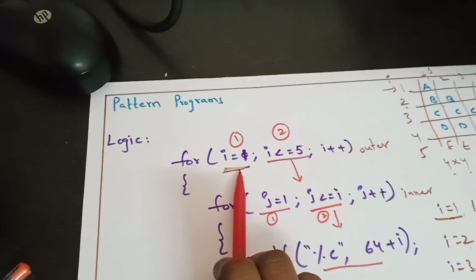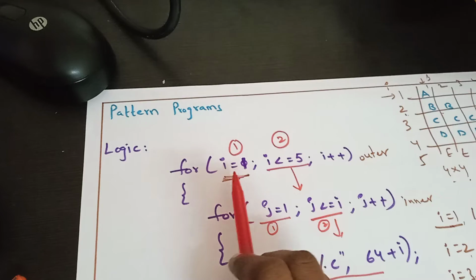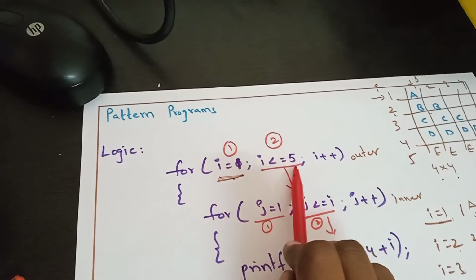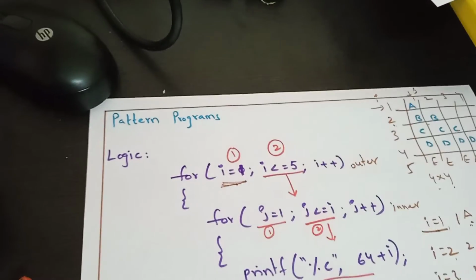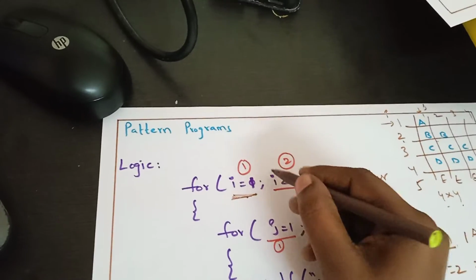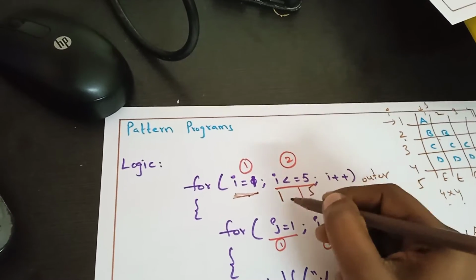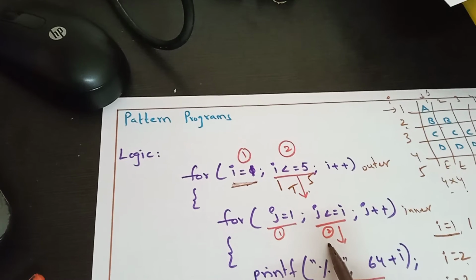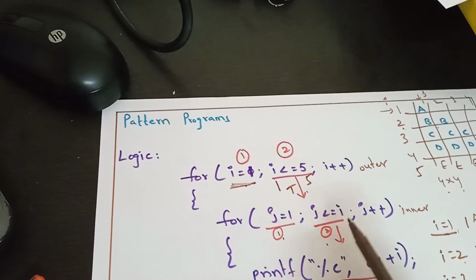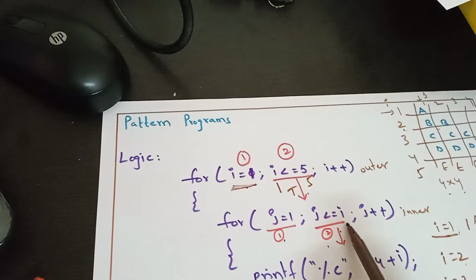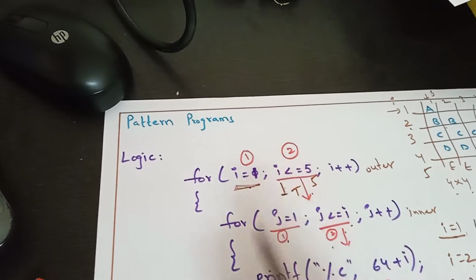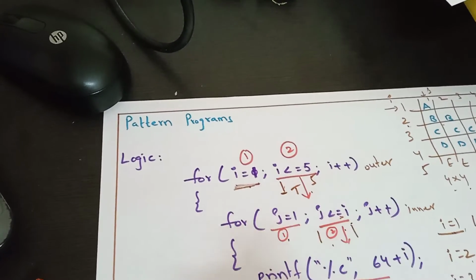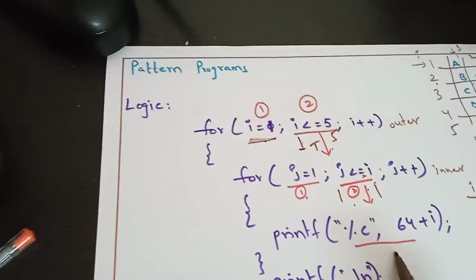Now let us trace this program. Initially I is equal to 1. Now come to this. The condition is true because 1 is less than or equal to 5. I is equal to 1, this is 5, condition is true. When the condition is true, we'll come to the next line. Now this time j is equal to 1. J less than or equal to I. I is what? 1. The condition is 1, 1, equal to is there. So the condition is true, so we'll come to the next loop.